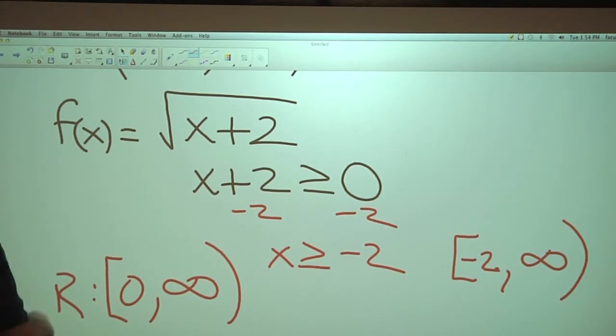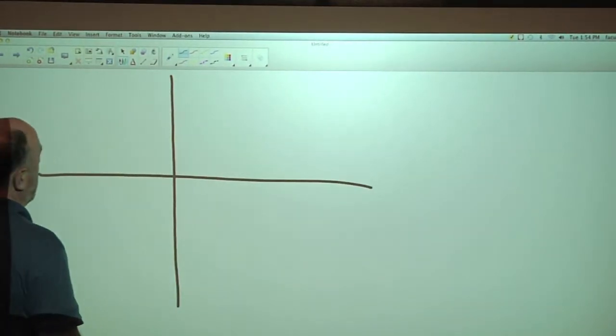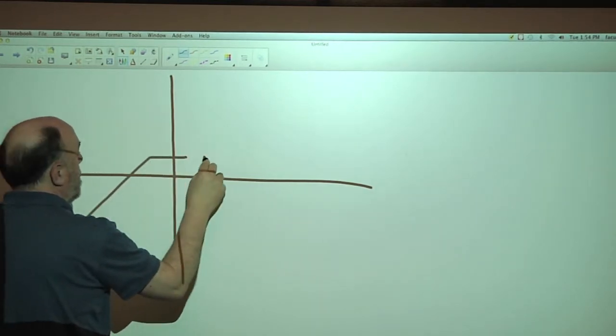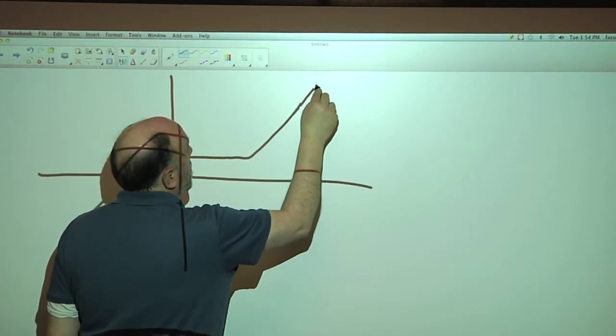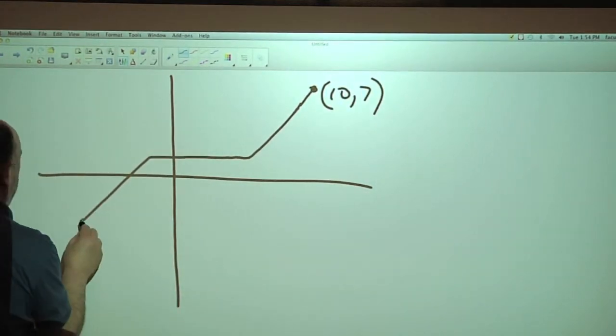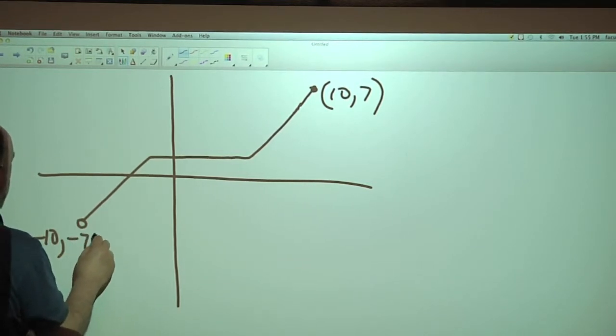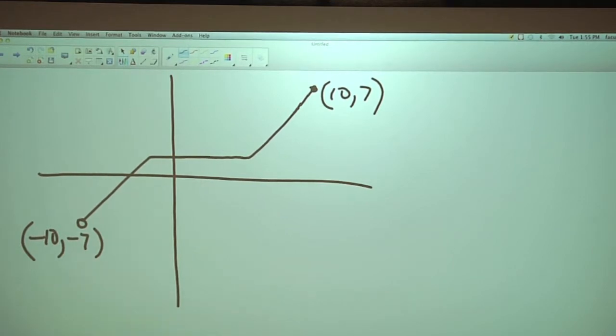The other thing with the domain and range is given something like open point, let's say this is negative 10. Right? All you should be able to do is, given a graph, tell what the domain and what the range is. So given that graph, what is my domain? Negative 10 to 10, but this is an open circle.